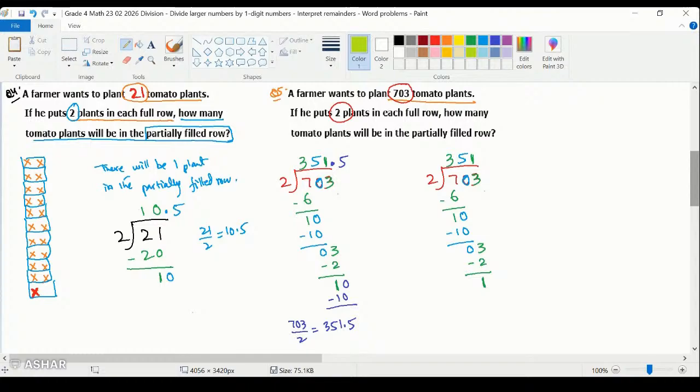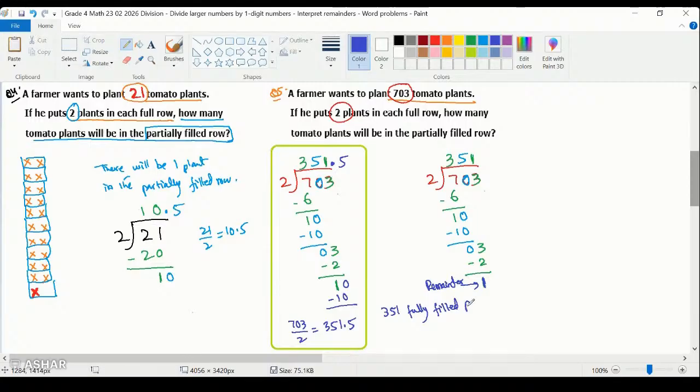But we are not supposed to find the decimal answer. What are we supposed to find? We are supposed to find the remainder. This is the remainder. That means there would be 351 fully filled rows. Agreed? But in the last row, how many tomato plants will be in the last row? That means 1 plant in the last row, because we do not have an even number, we have an odd number.